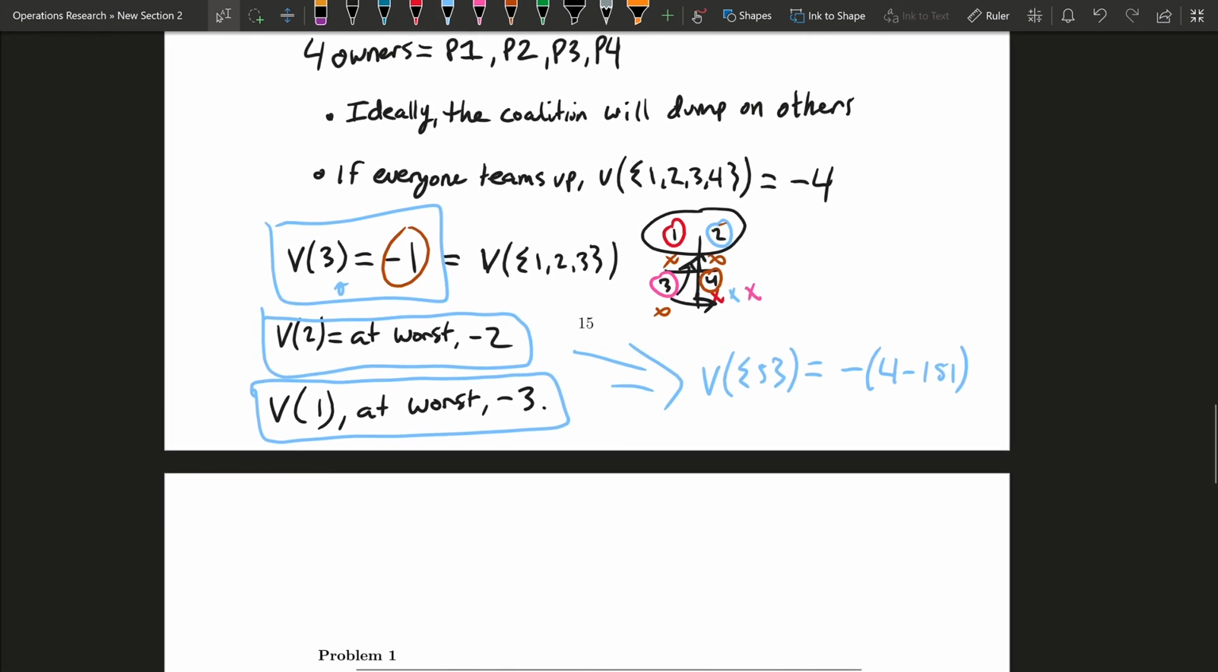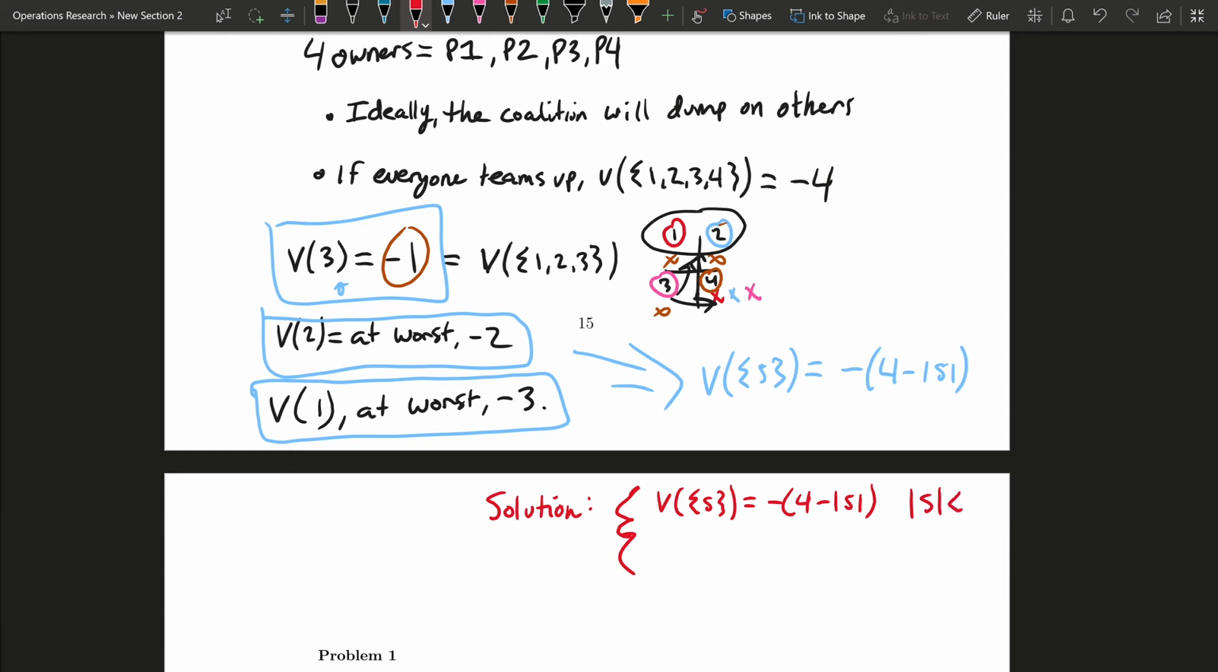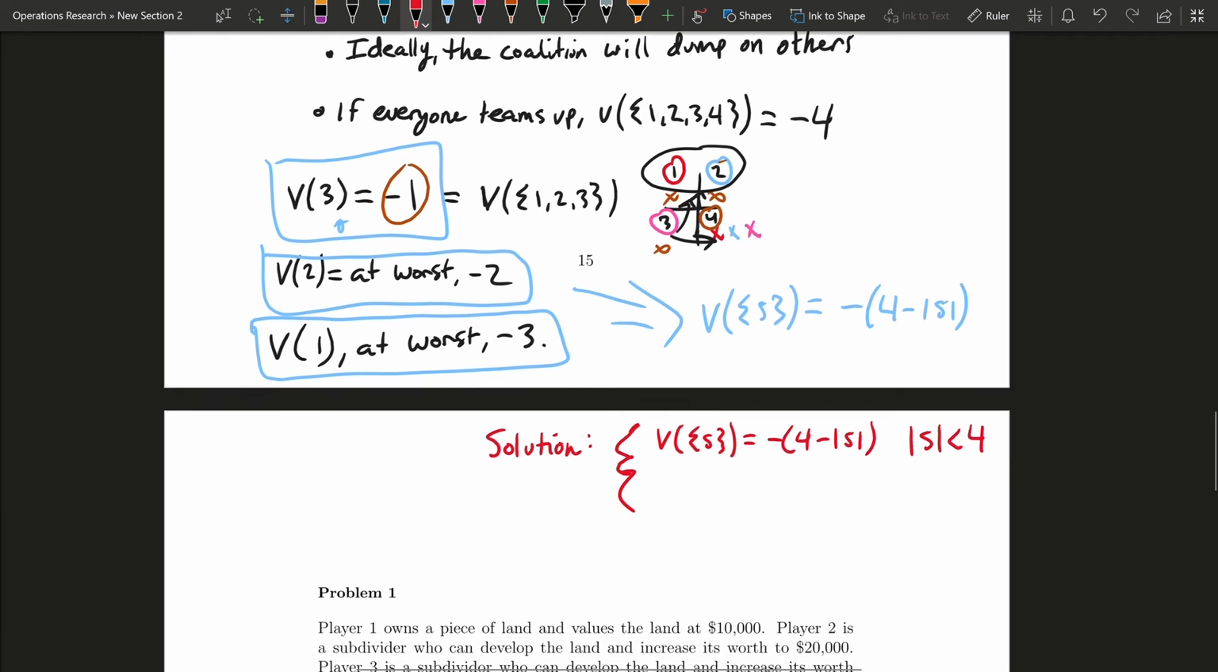So I'm just going to rewrite our solution kind of clean down below. We have, do it as a piecewise, V of S is going to equal -4 minus the cardinality of S, for cardinality is less than 4.